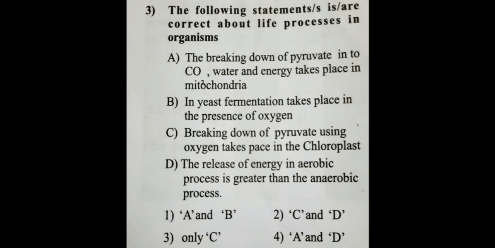Now, as per the statements, statement A is absolutely correct, and statement D is also correct. But think about B and C. Fermentation doesn't take place in the presence of oxygen. And breaking down of pyruvate using oxygen takes place in mitochondria, not in the chloroplast. So C is also wrong. So definitely we have to select the fourth option, that is, A and D statements are correct.